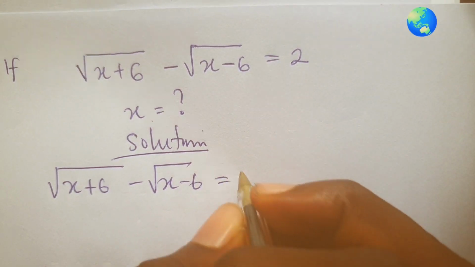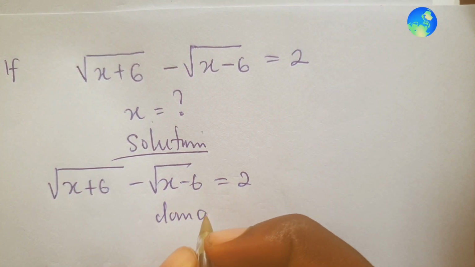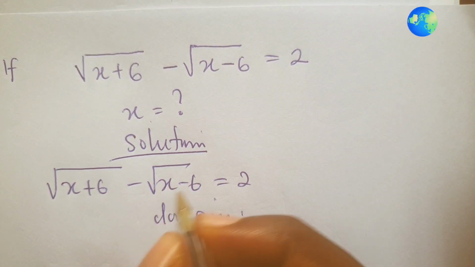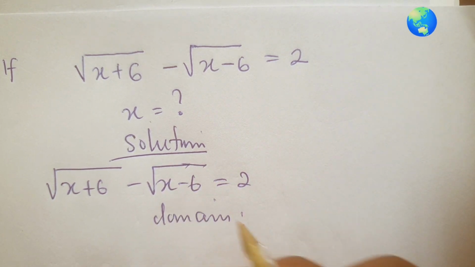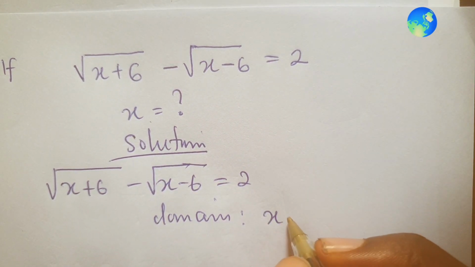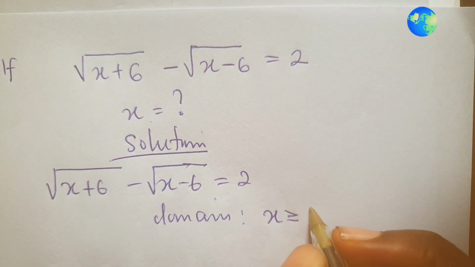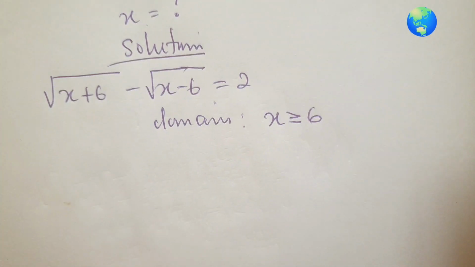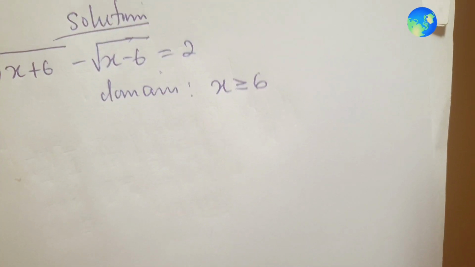The domain, I'll focus on this. And if I'm using this, the domain is going to be x greater than or equal to 6. Anything less than this will make the work not be okay.